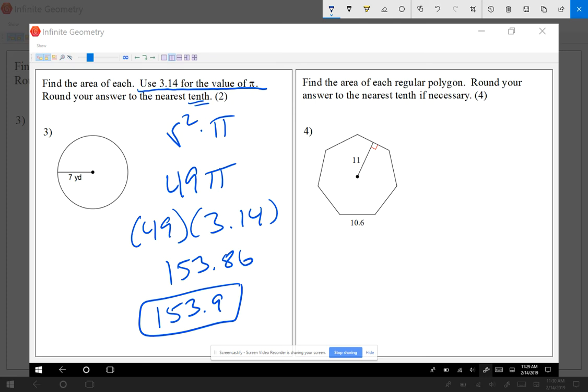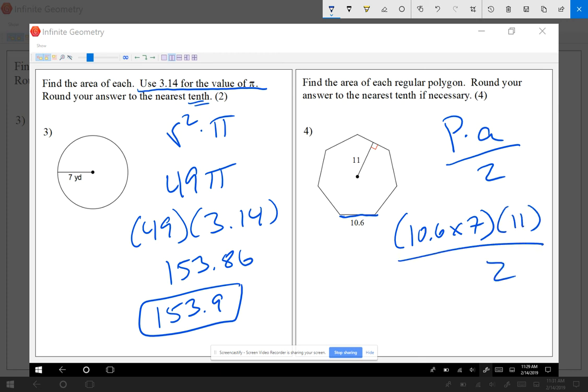But then we have our example number 4, the area of a regular polygon. This should be very familiar. You guys have been dealing in surface area and pyramids and prisms. Formula is perimeter times the apothem divided by 2. I see one side is 10.6. I see there's 7 sides. So the perimeter is 10.6 times 7. That's the perimeter. The apothem, you guys can see it's 11. And then I'll divide by 2.